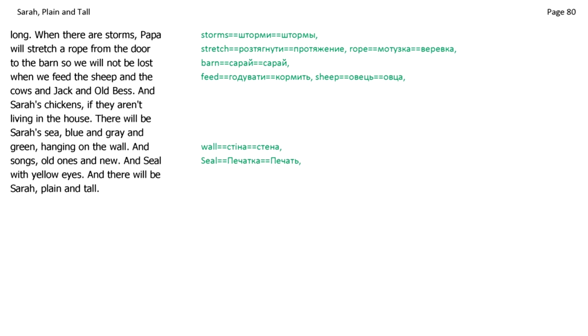When there are storms, Papa will stretch a rope from the door to the barn, so we will not be lost when we feed the sheep and the cows and Jack and old Bess, and Sara's chickens, if they aren't living in the house. There will be Sara's sea, blue and gray and green, hanging on the wall, and songs, old ones and new, and seal with yellow eyes. And there will be Sara, plain and tall.